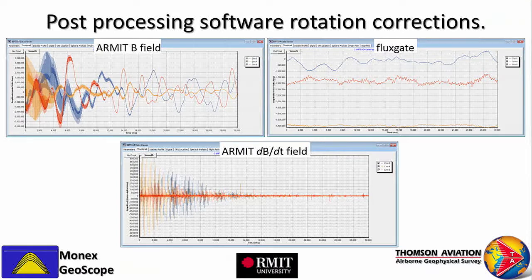So, this is actually the first flight that we tried with the Armit sensor. It was inside what we thought was quite a good shell and a good suspension system. The Armit B field sensor is up in the top left. Now, the loop was a 100 by 100 meter loop, and we just flew over the top at a height of 40 to 50 meters. You can see the transmitter, do we have a pointer?